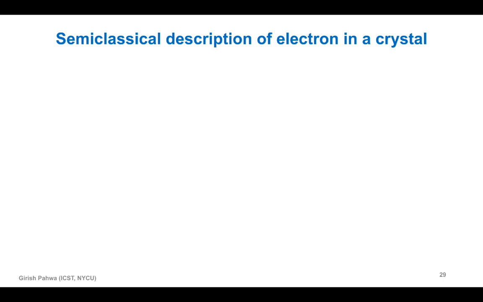Similarly, in a crystal, when we describe the electron, that's why I'm saying it's semi-classical. Semi-classical means it has some classical physics, some quantum, right? The quantum wave packet nature is coming from the quantum, but it still follows Newton's law, that's classical. So it's a semi-classical description.